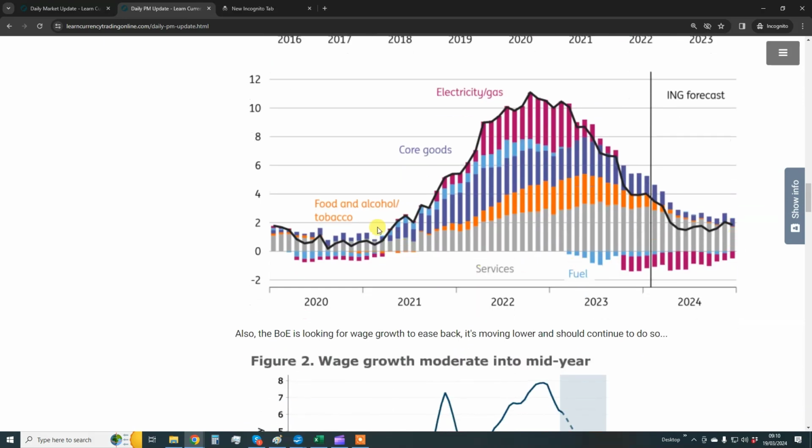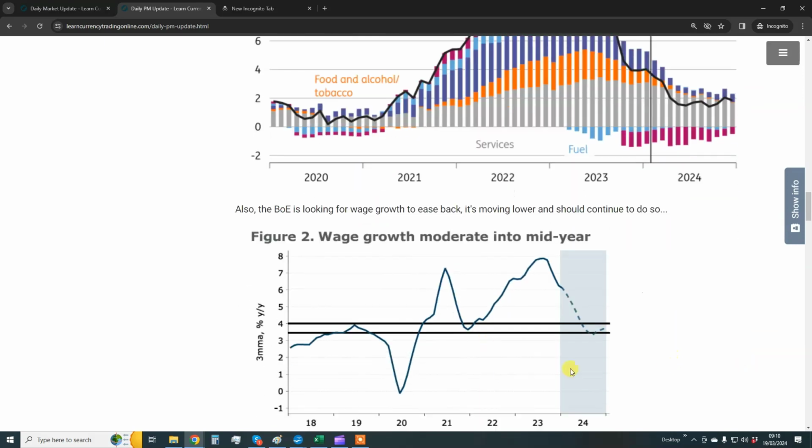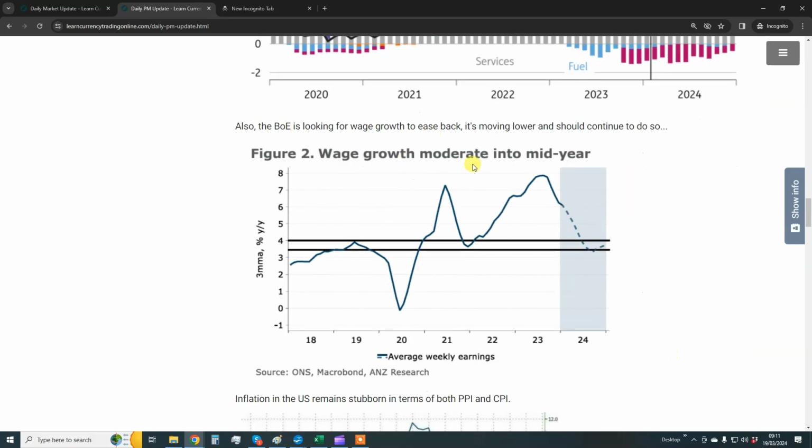And then we've got some key groups here. Inflation basically moving to the downside. Now, another focus for the Bank of England is wage growth. They want it to moderate. Obviously, high wage growth feeds into inflation. It has turned down. This is ANZ Bank's prediction for it to go down further. So yeah, we want to see a miss tomorrow.